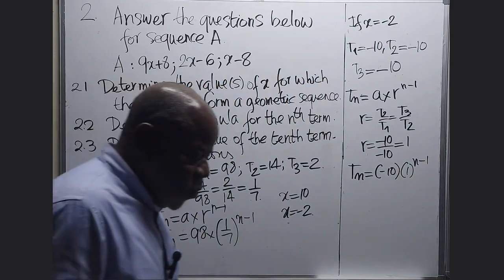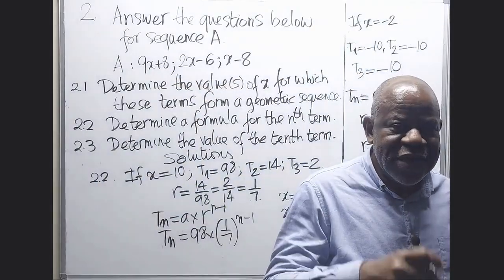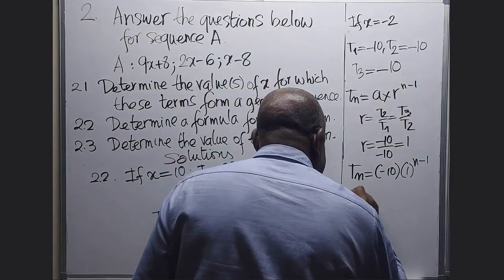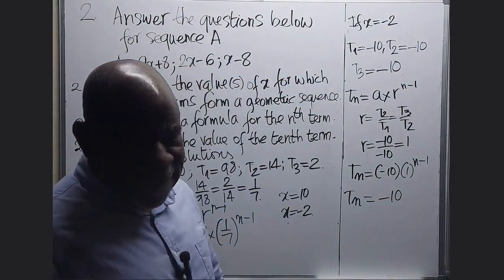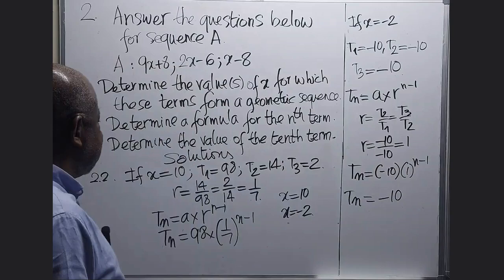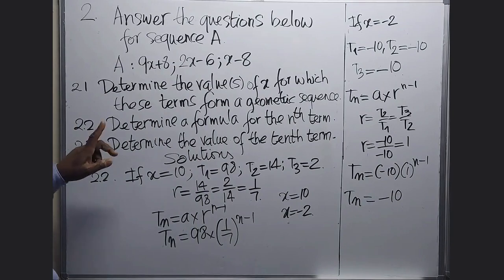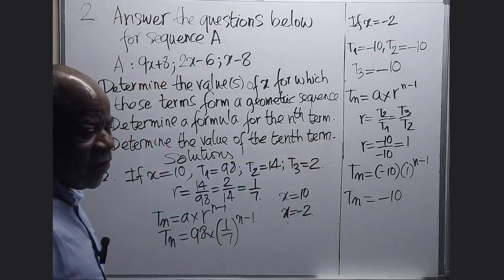Remember, 1 to the power of any number is equal to 1. So our Tn here will be equal to negative 10. Then we are done with question 2.2. We're going to go to question 2.3. Determine the value of the 10th term.